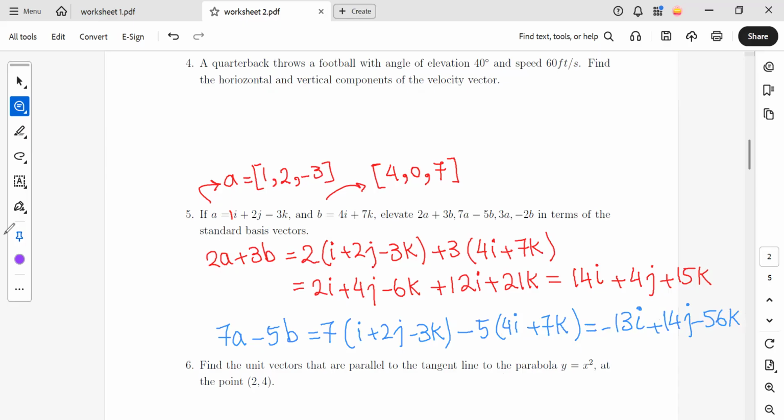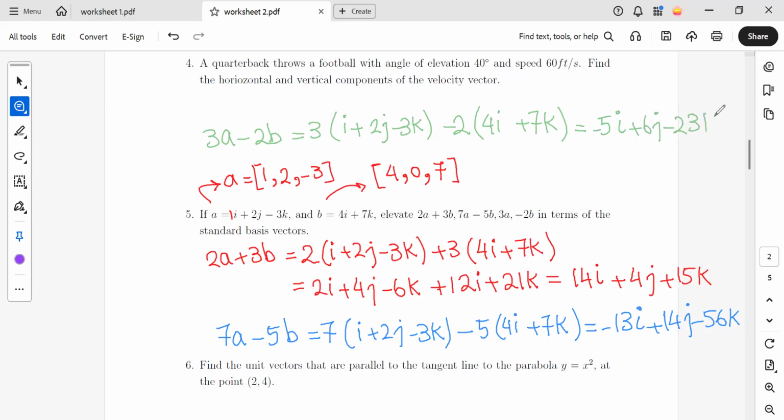Next one is 3a minus 2b. It means you would multiply 3 to (i plus 2j minus 3k), and also negative 2 times (4i plus 7k). And in here, if we multiply 3 and negative 2, we would end up with negative 5i plus 6j minus 23k.